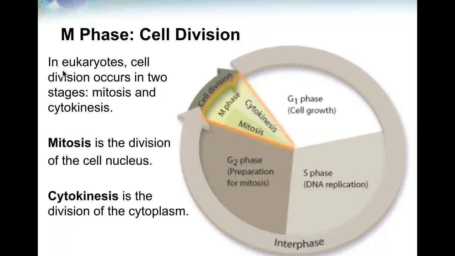In eukaryotes, cell division occurs in two stages: mitosis and cytokinesis. Mitosis is the division of the cell nucleus, and cytokinesis is the division of the cytoplasm. Mitosis and then cytokinesis.